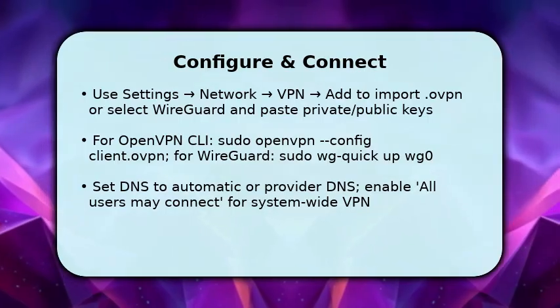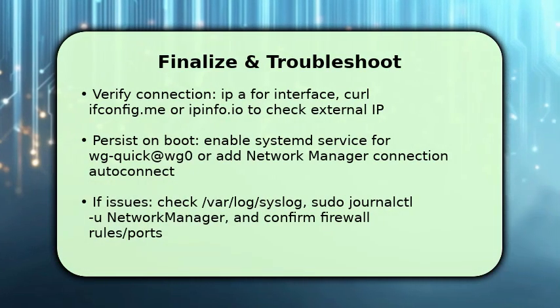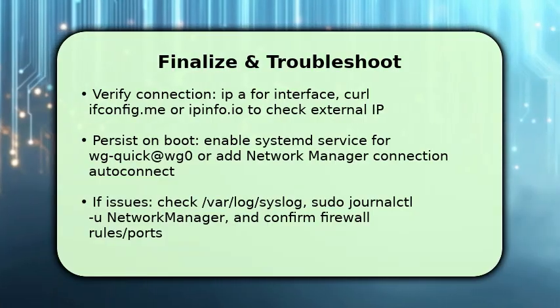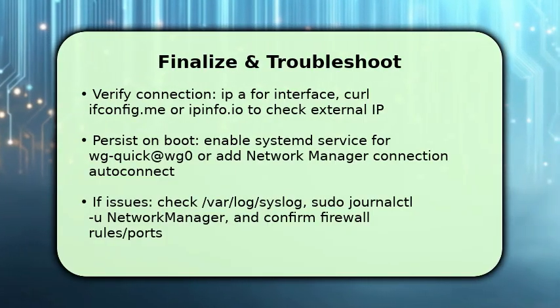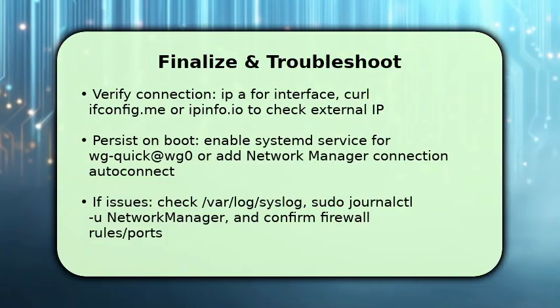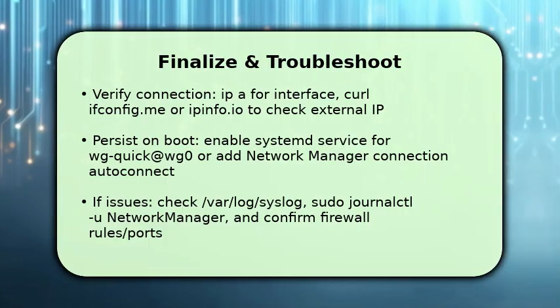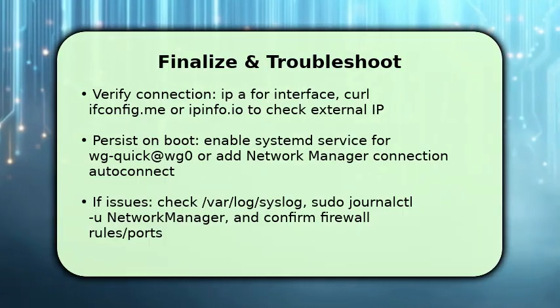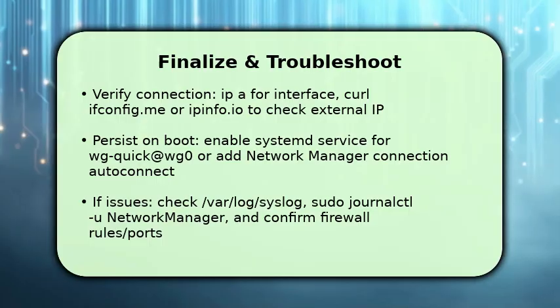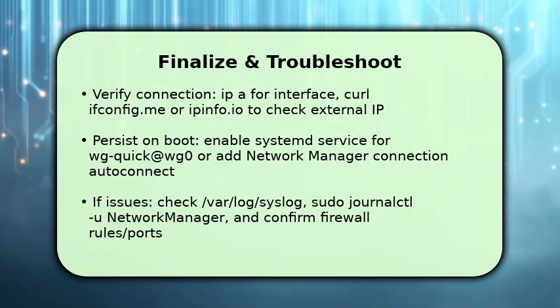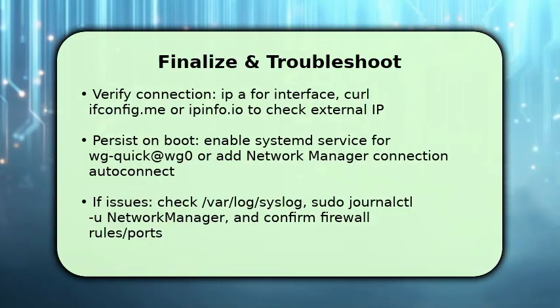Finally, confirm the tunnel is active by checking the network interface with ip and verifying your external IP via curl ifconfig.me. This proves traffic routes through the VPN. To persist across reboots, enable the systemd service for WireGuard or set the network manager connection to auto-connect.